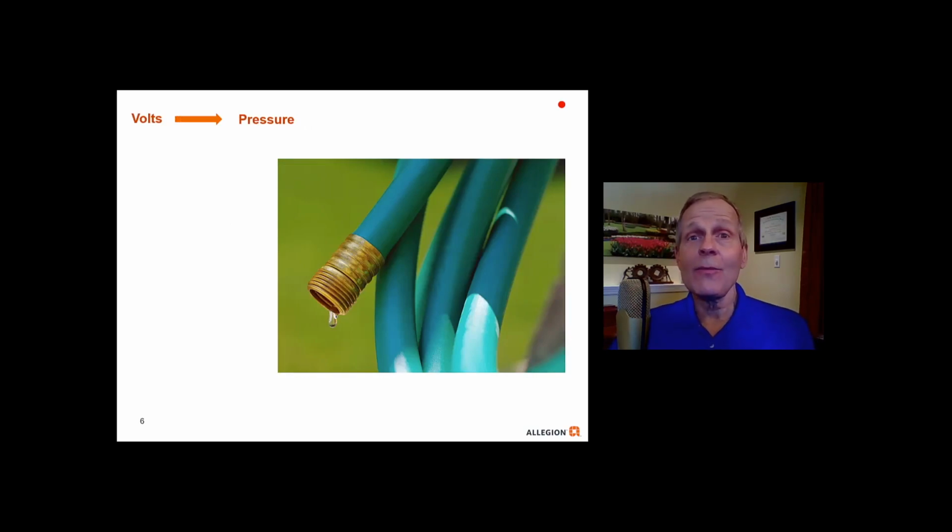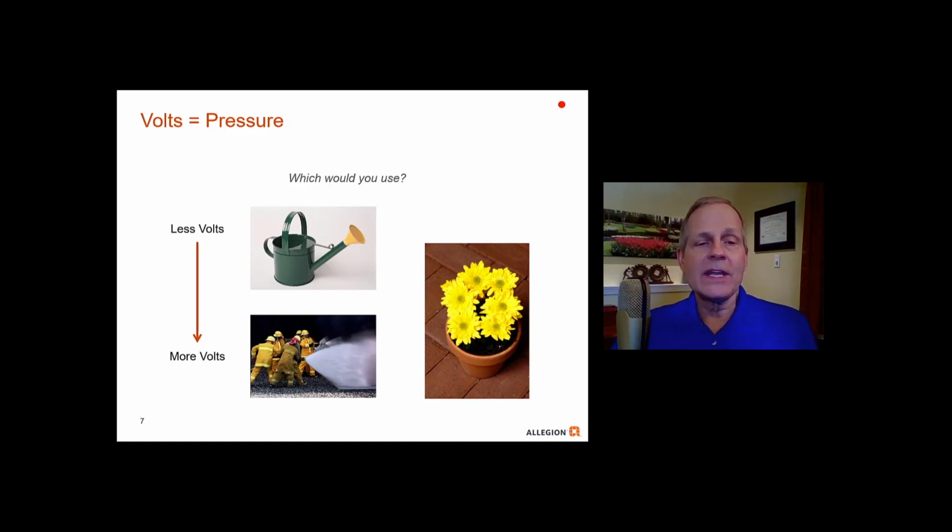All right, so we're going to start out with volts, and volts is similar to pressure. It's electrical pressure as opposed to water pressure, but there are some similarities between water pressure and electrical pressure. It works for a good analogy in this presentation. So we can have either less volts or more volts. And you can see here on the right-hand side of the screen, we've got this flower, and we have a choice for how we're going to water. We can use a watering can or a fire hose.